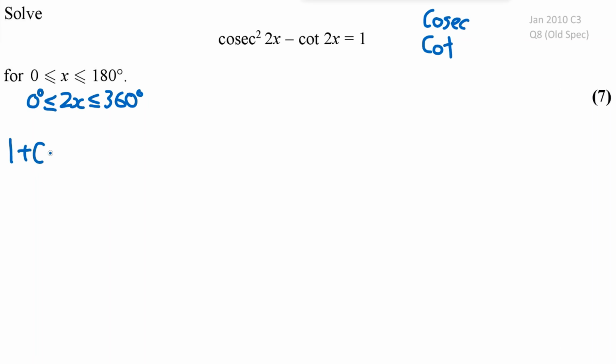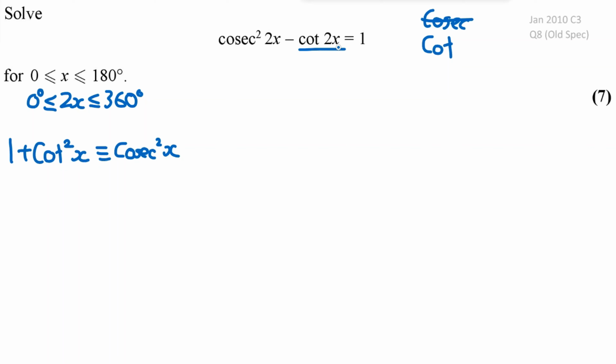1 plus cot squared x is equivalent to cosec squared x. And what we can do is this cosec squared of 2x here, we can substitute this for 1 plus cot squared of 2x, so therefore cosec would go away and we would only be left with cot here, and then we can begin to solve this. Just a bit of a trick with these questions.